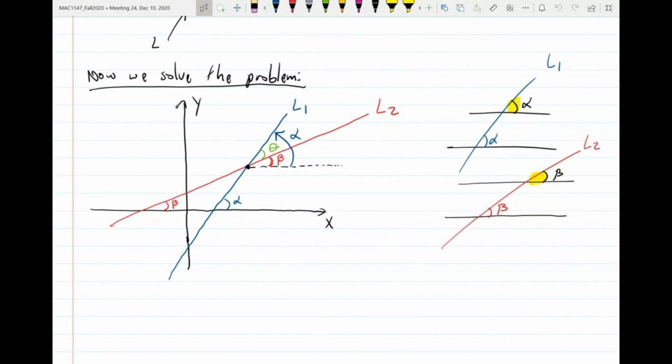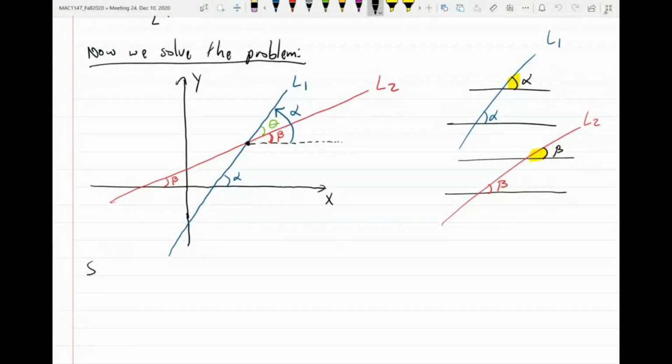Well, notice that theta is very tiny. I mean, theta is smaller than alpha. Just look at the picture. It would be alpha equals theta plus beta. Do you see that? Does everybody see this? If you put theta, the green angle, and beta, the red angle, together, you get the blue angle, alpha. So from the picture, we see that alpha, which is the big angle, equals theta plus beta.